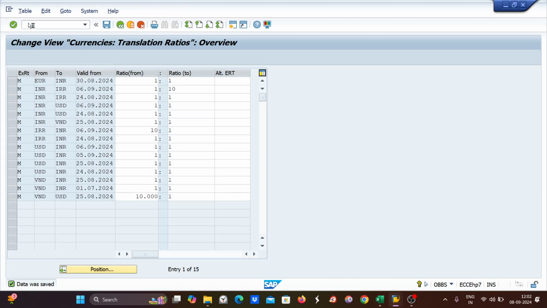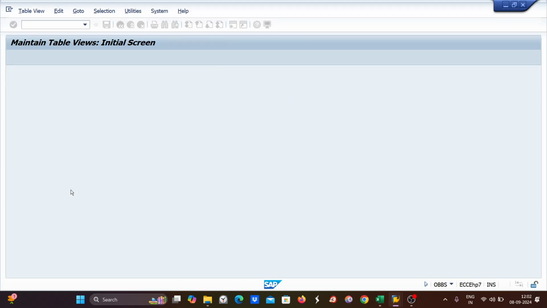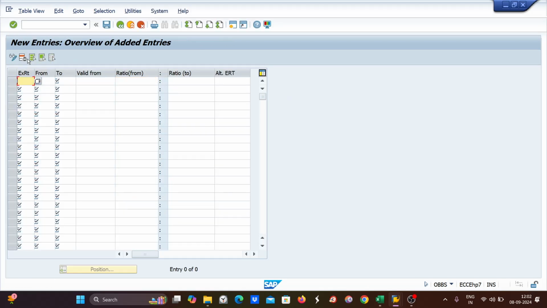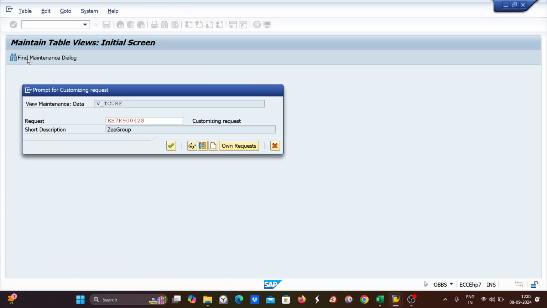It will be OBBS, correct? Just press yes. New entries, exchange rate M. From, we will maintain both ways. First INR to IRR, today's date. Ratio 1:1 and enter. Next will be IRR to INR, today's date, 1:1. We have maintained it and just press Control S.